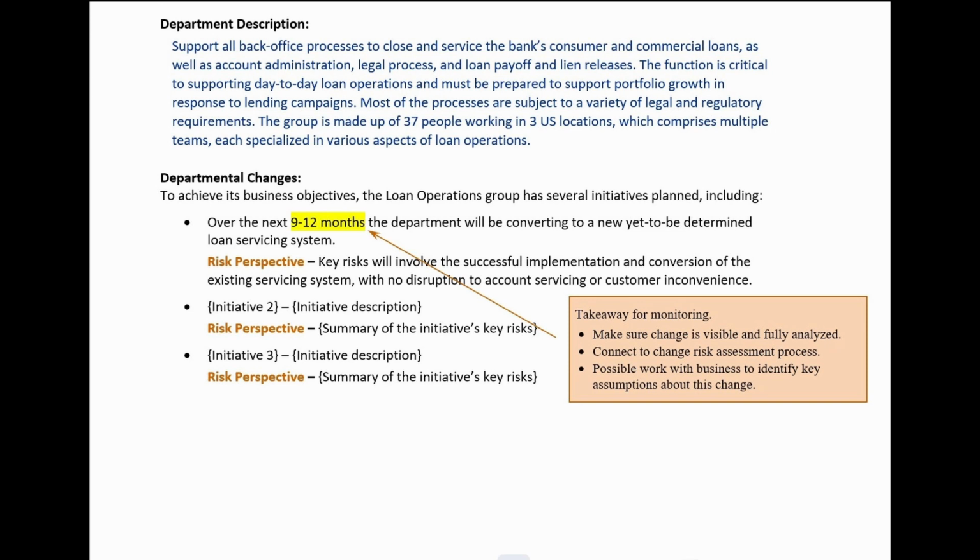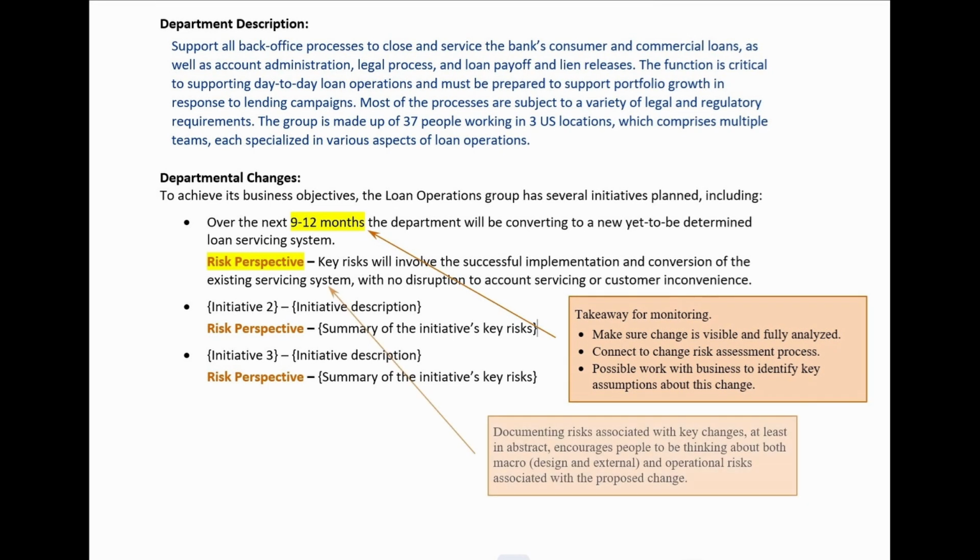Make sure that the change is visible and is fully analyzed, and then connect it to a change risk assessment. So again, we fully understand the impact of that potential change. And again, it also gives us a backdrop as we talk about the processes within the area. Certainly, we always need this in the back of our mind: how is that going to be affected by this change that you're now talking about?